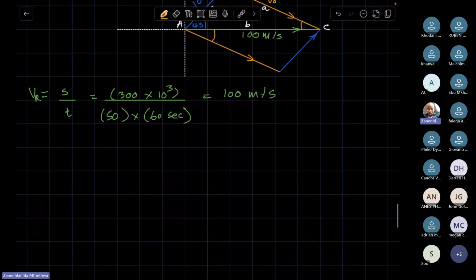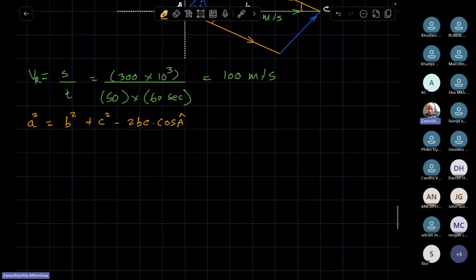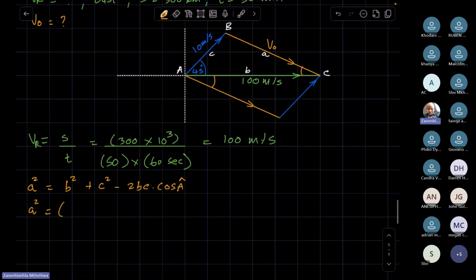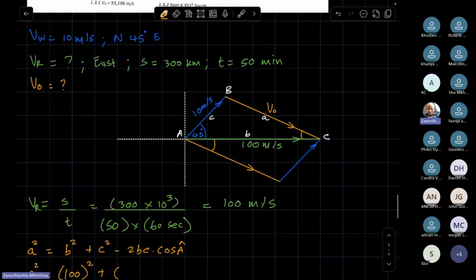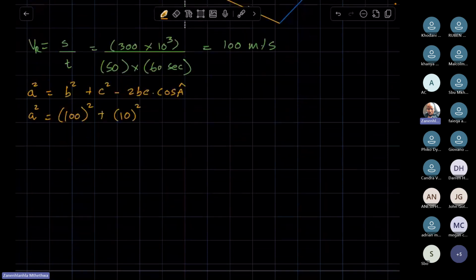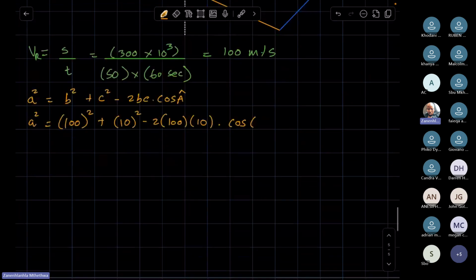Using the cosine rule, a squared is equal to b squared plus c squared minus 2bc times cos A. What is b squared equal to? b is 100, squared, plus what is c equal to? 10, squared, minus 2 into 100 into 10 times cos A. A is 45 degrees.